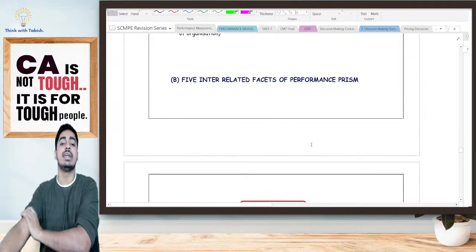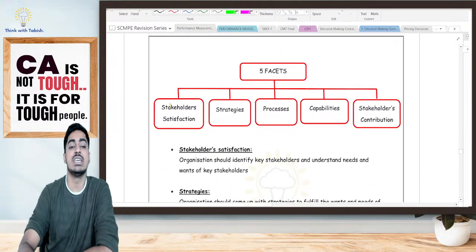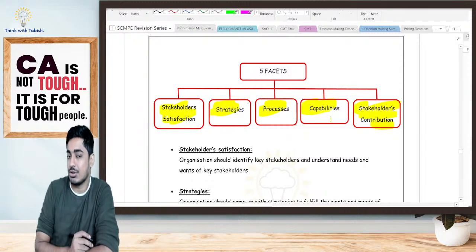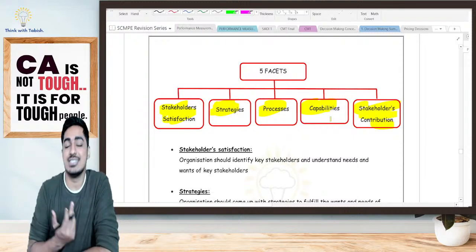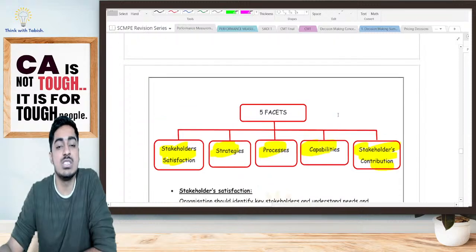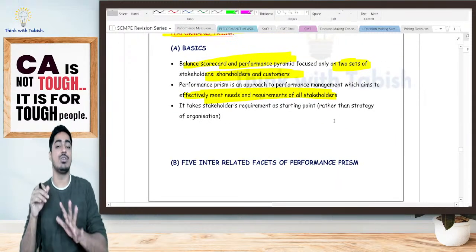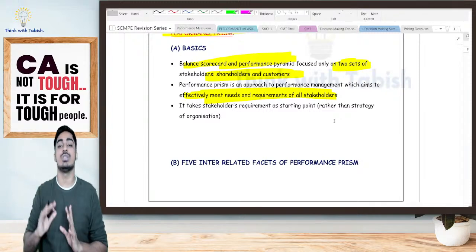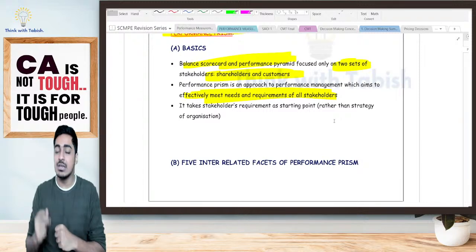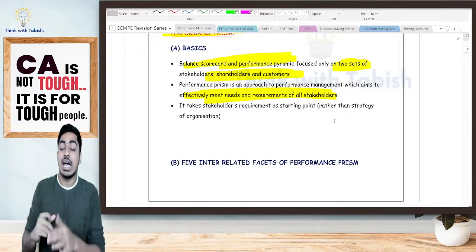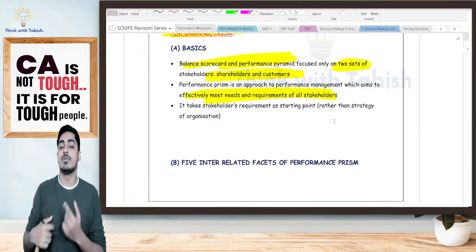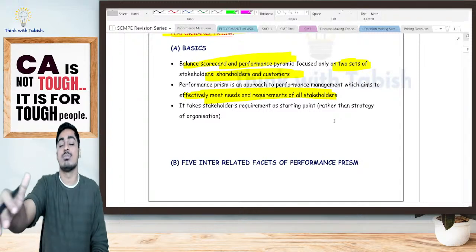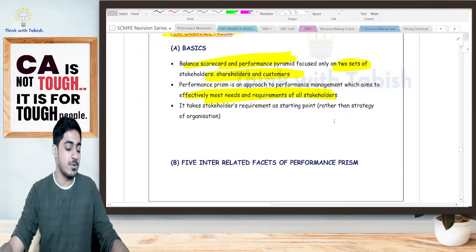There are five interrelated phases of the performance prism. First is stakeholder satisfaction, next is strategy, next is process, next is capabilities, next is stakeholder contribution. Now, why is this there, sir? Look at this. The performance prism is taking the reverse approach. Either you can go by, I am doing this, so I should get this. Or else you can say, I should get this, so I have to do this. Simple example: I am studying, so I will become a CA. Or else you can also say, I should become a CA, so I have to study. The performance prism is taking that reverse approach: what I want determines what I should do.